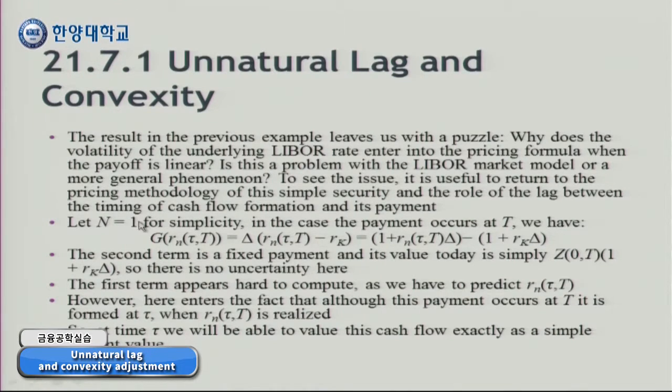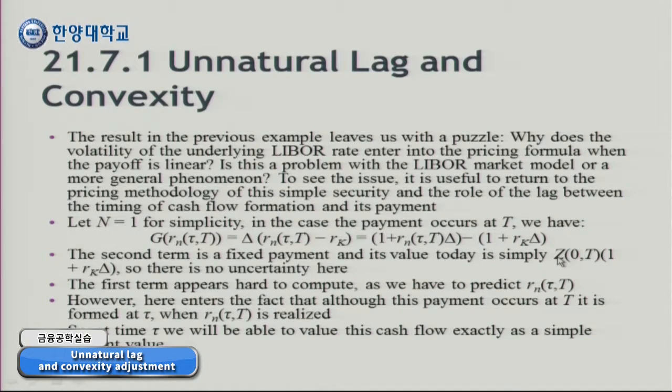Let n be 1 for simplicity. In this case, the nominal value is $1 million. And G is simply, with n is 1, delta times (Rn minus Rk). And we can decompose this as (1 plus Rn delta) minus (1 plus Rk delta), right? We add 1 and subtract 1, so this cancels out. Rewrite it. The second term is a fixed payment, so it is two separate pieces, this one and this one.